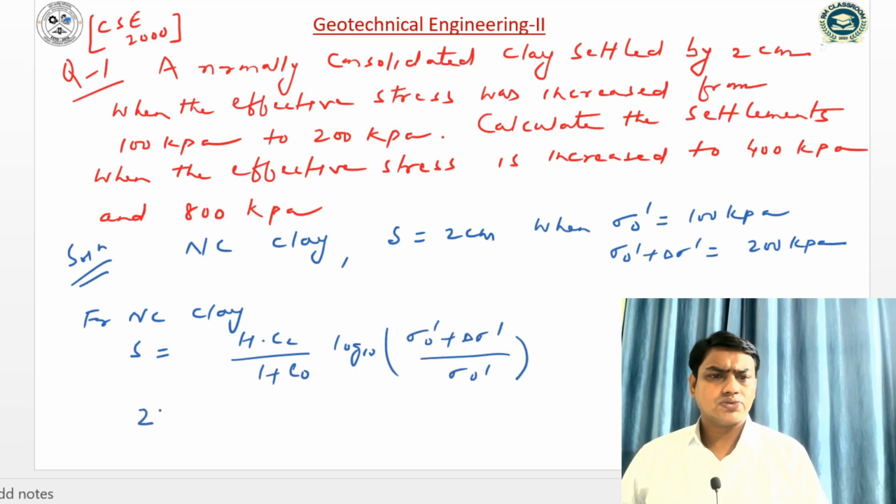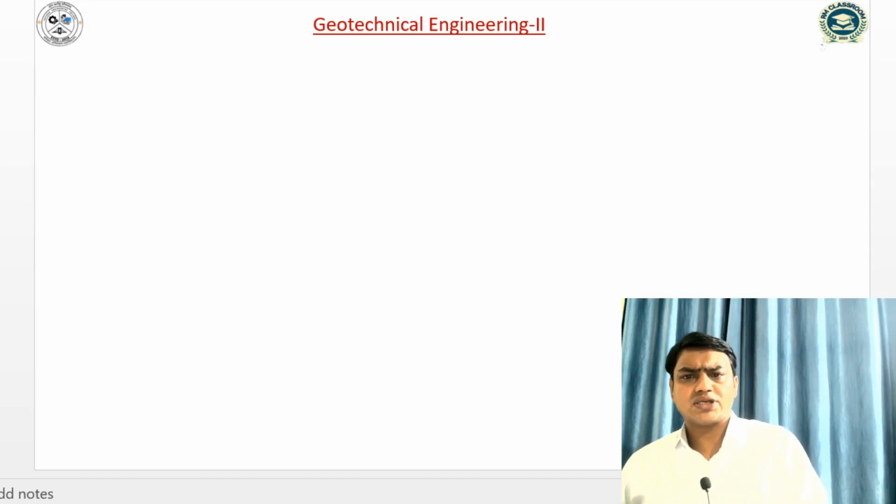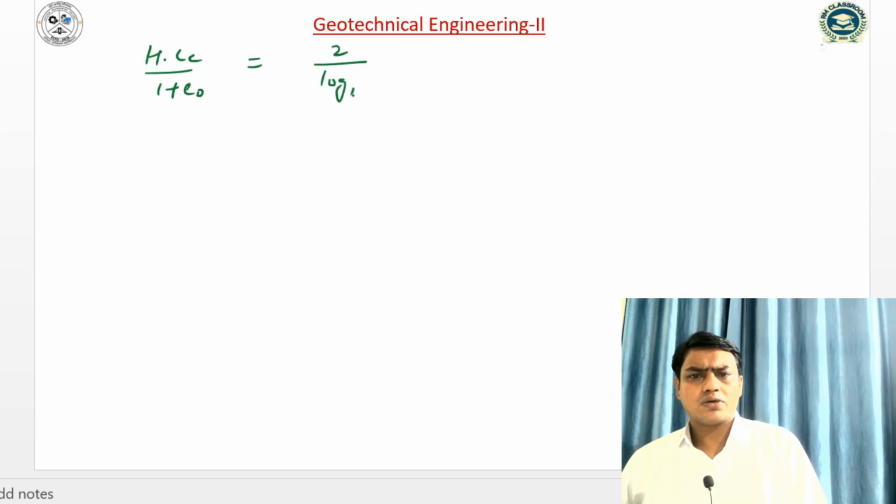So it is 2 centimeter is equal to H Cc divided by 1 plus e naught log 10 of 200 by 100. So H Cc divided by 1 plus e naught is equal to 2 divided by log 2 to the base 10. Now we have to find the settlement.